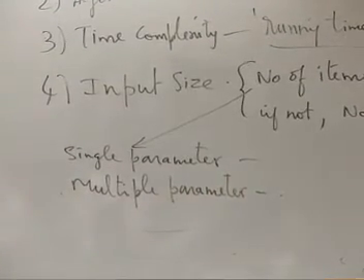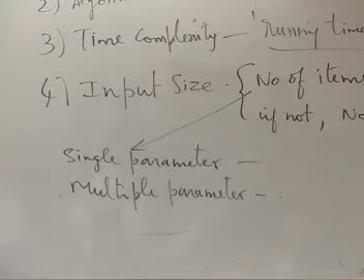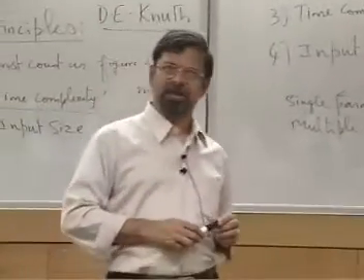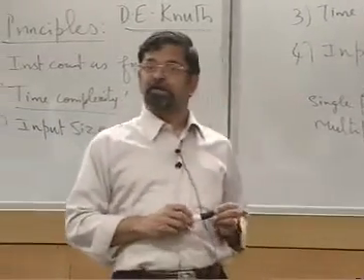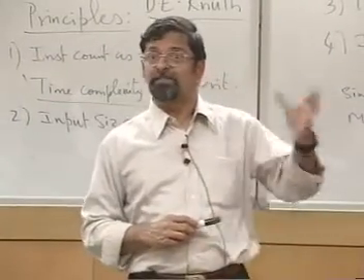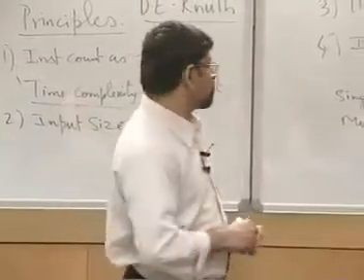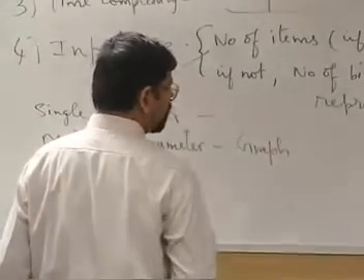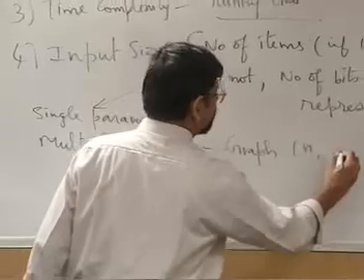Sorting, for example, can be very easily expressed through a single parameter. The number of items you are taking into process, you may denote by n, which is a very common practice. n is the input size, which is the number of values you have taken for sorting. But if you are using a graph, for example, a graph may have n vertices and m edges. So that is multiple parameters.